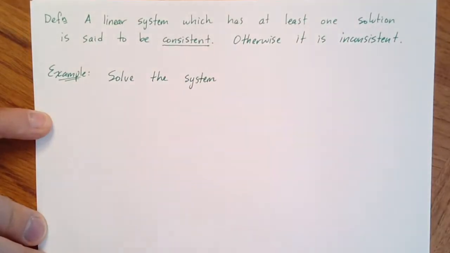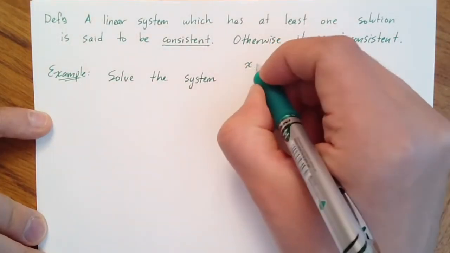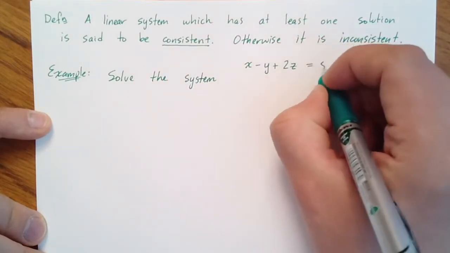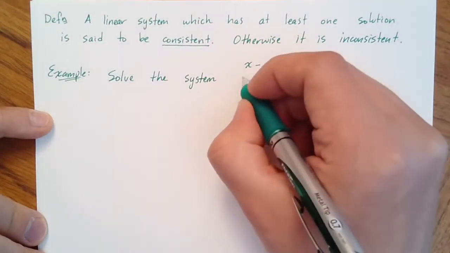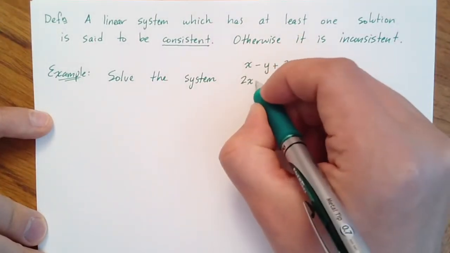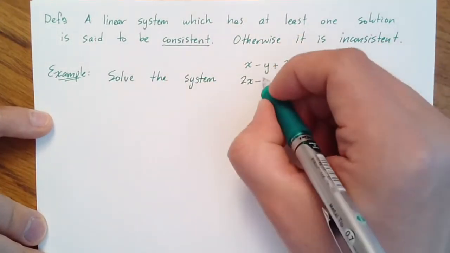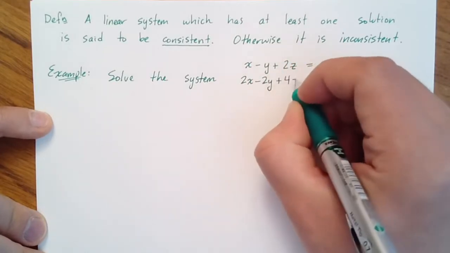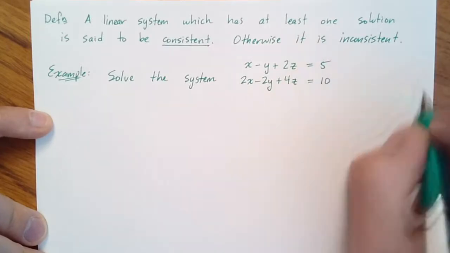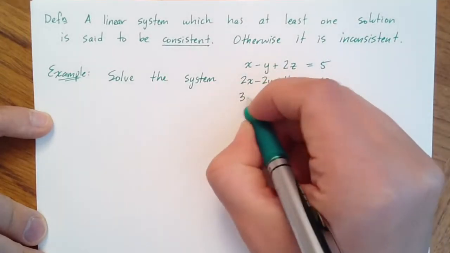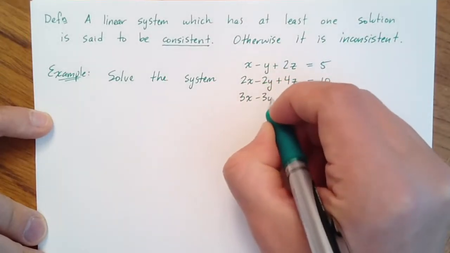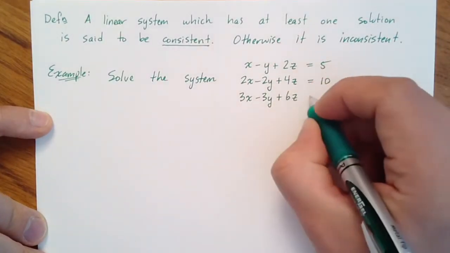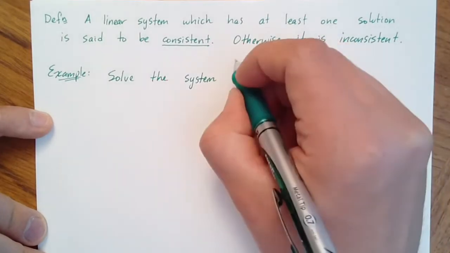And here is the system. The first equation is x minus y plus 2z equals 5. The second equation is 2x minus 2y plus 4z equals 10. And then the third one is 3x minus 3y plus 6z equals 15.